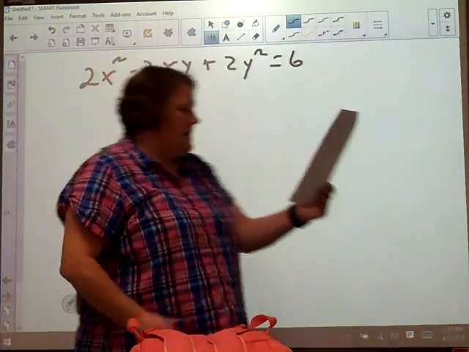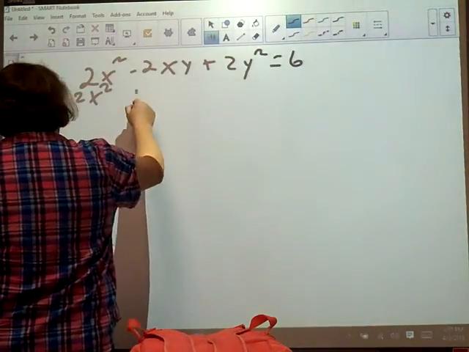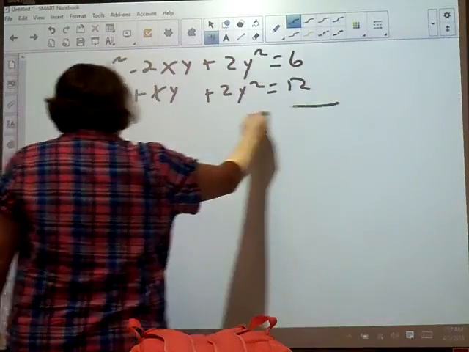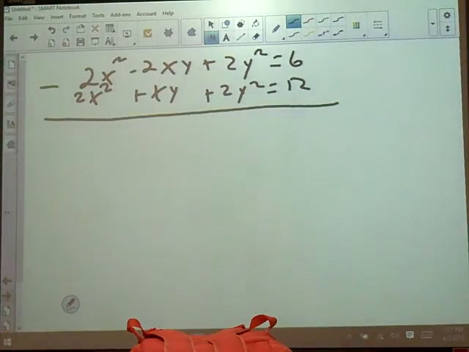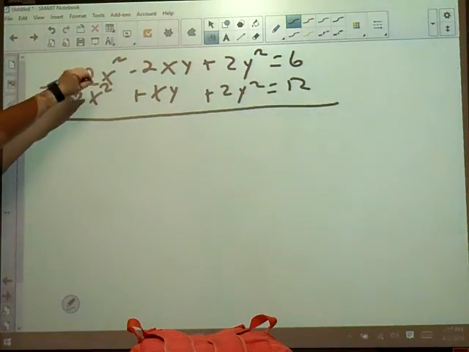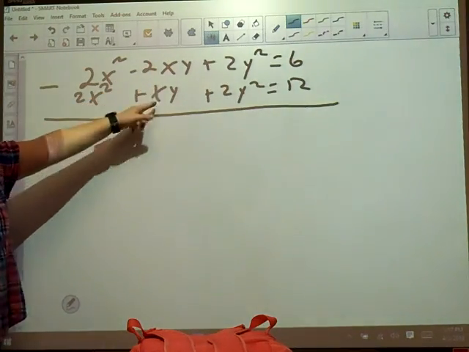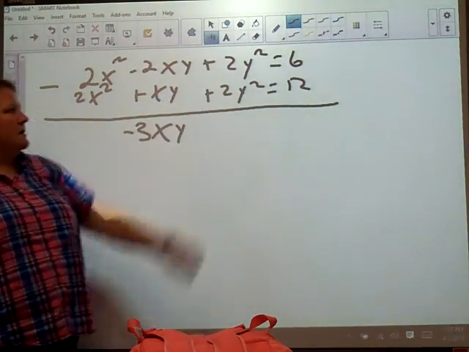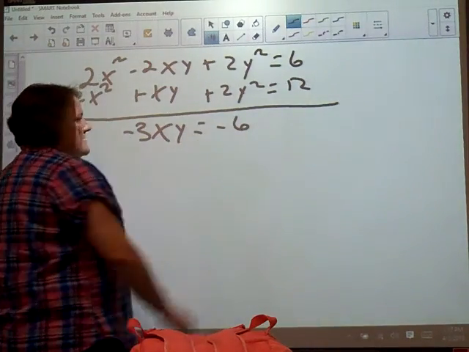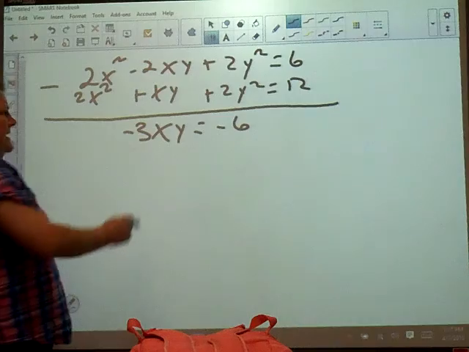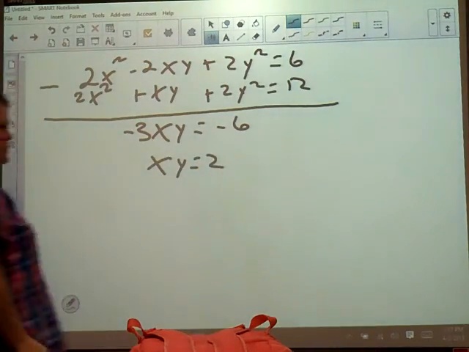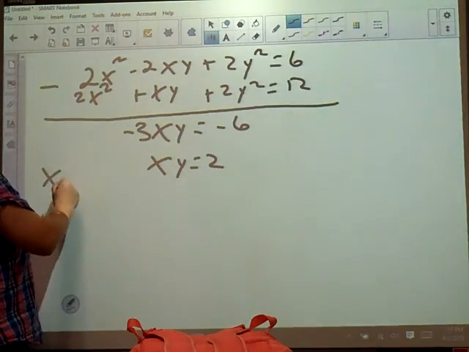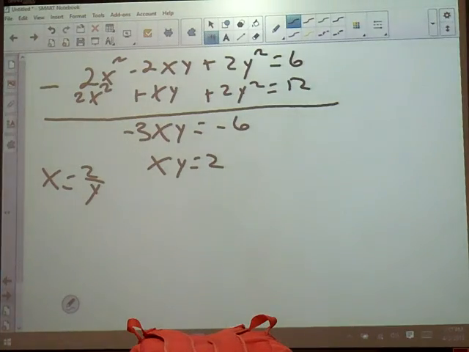The second equation, I didn't have to change yet. I just threw it down. It would be 2x squared plus xy plus 2y squared equals 12. Now I can subtract those two equations and get rid of those squares. 2x squared minus 2x squared is nothing. He gone. Negative 2xy minus 1xy is negative 3xy. 2y squared minus 2y squared is nothing. He gone. 6 minus 12 is negative 6. I went a step farther there and divided it all by negative 3, and that got me xy is 2. Okay, then I solved it for x, so I divided by y. So there's what x is equivalent to.